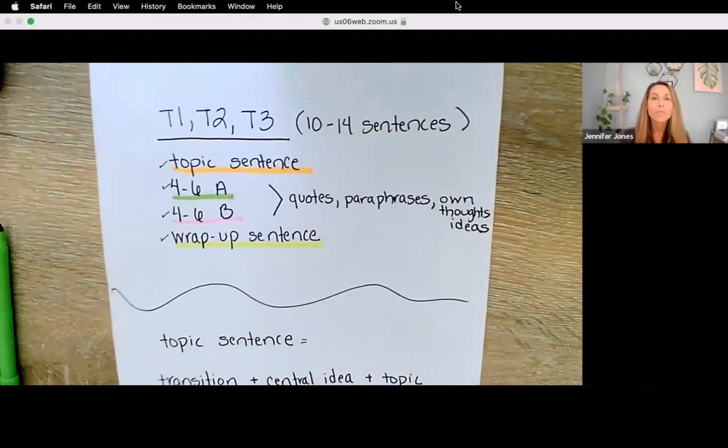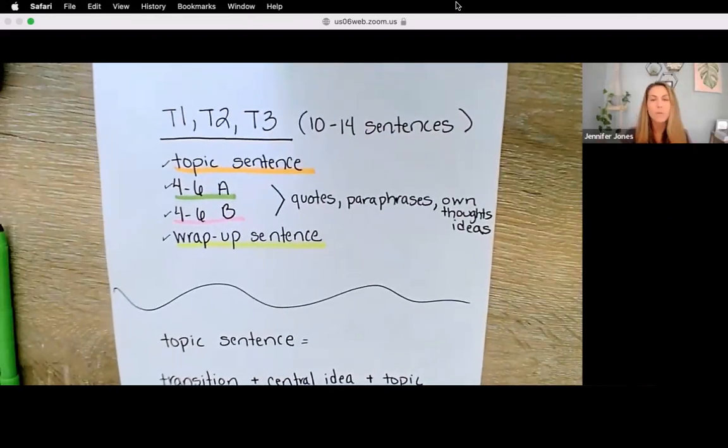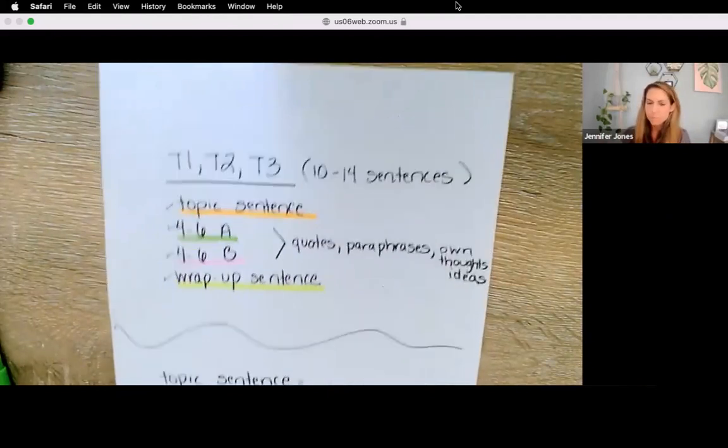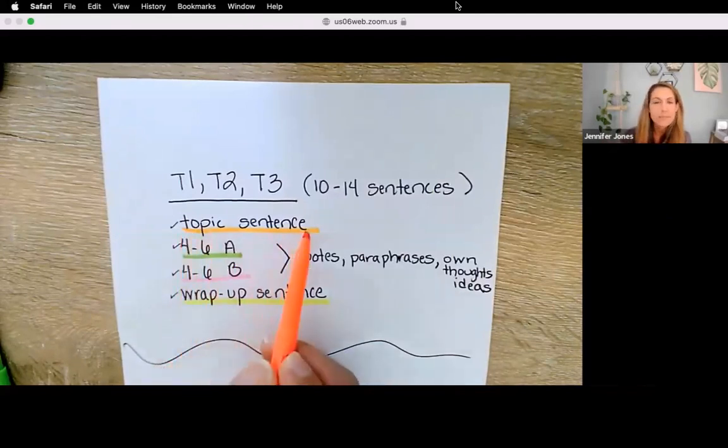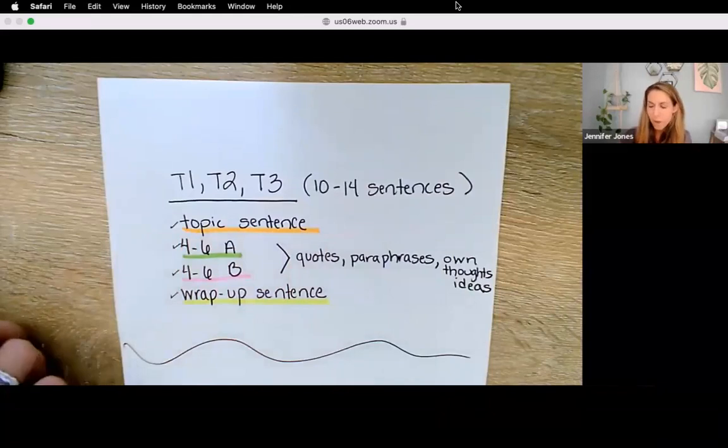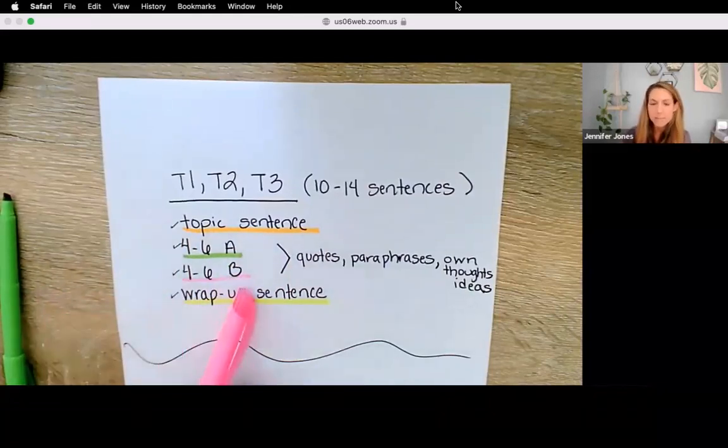All right, so the first thing that we're going to do is we are going to color code our T2 for structure. So this is the structure of a middle paragraph, and I bet by now everybody has this memorized. Now, I chose 4 colors. You can choose any 4 colors you want. We're going to highlight our topic sentence in one color, our A sentences in another, our B sentences in a third, and our wrap up in a fourth.